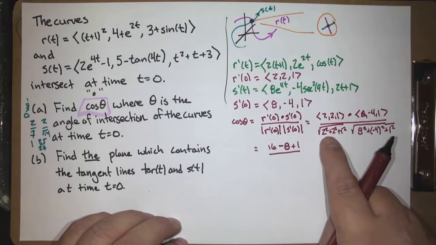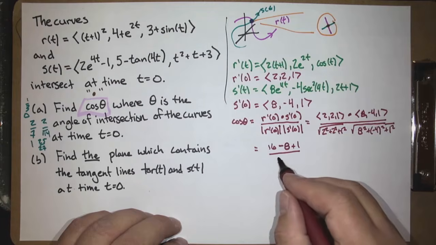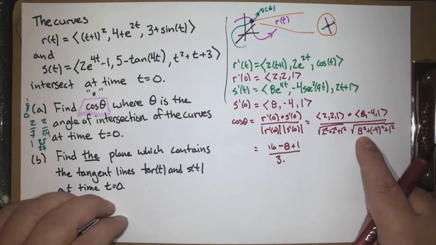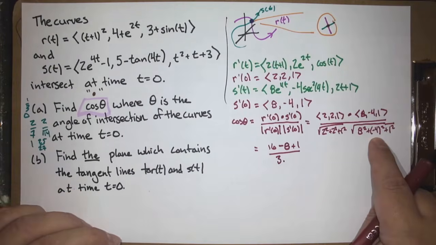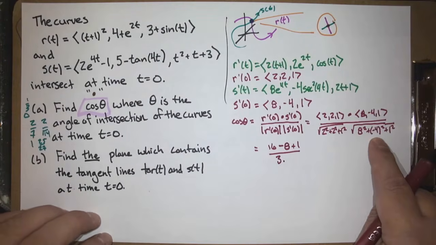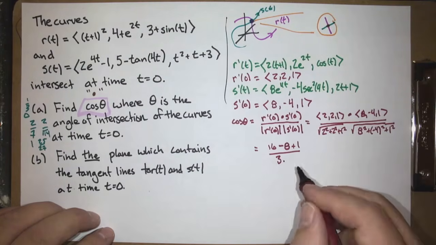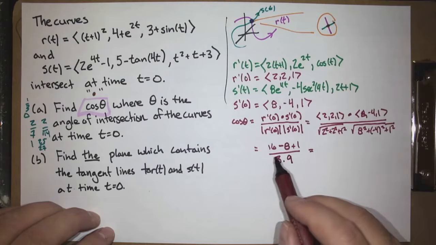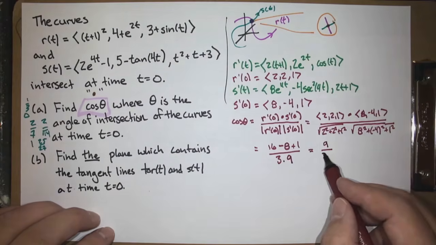Now downstairs, let's see if we can do this. 4 plus 4 plus 1 is 9. Square root of 9 is 3. 8 squared is 64. Negative 4 squared, or is it minus 16? No, it's positive 16. So 64, 16, and 1. Altogether, that makes the square root of 81, also known as 9. All right. Well, 16 minus 8 is 8, plus 1 makes 9. Over 3 times 9.